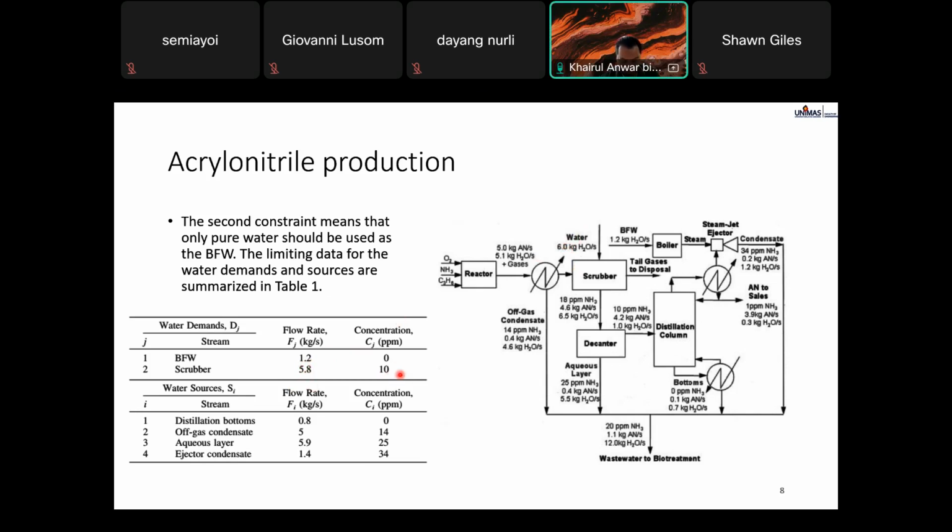For the next consideration, we use the next equal. Next is the water source. So for the water source, this is in the bottom here. The flow rate is 0.8, with the column, 0.8, yes.